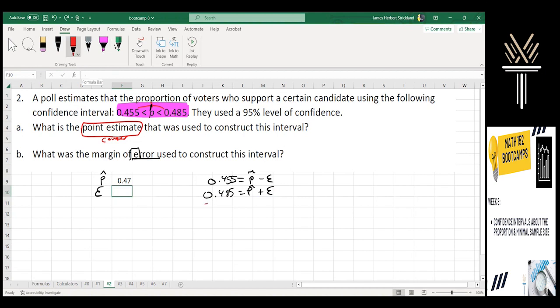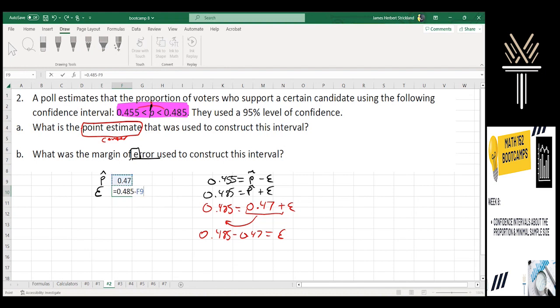So what do we know? We know that 0.485 equals our p hat, which is that 0.47 number, plus some error. Well, we learned a long time ago, if you're doing like an algebra problem and you have a constant plus a variable, we just need to subtract off the constant. So 0.485 minus 0.47 will be the amount of error we have. And so I can say equals 0.485 minus that p hat number.